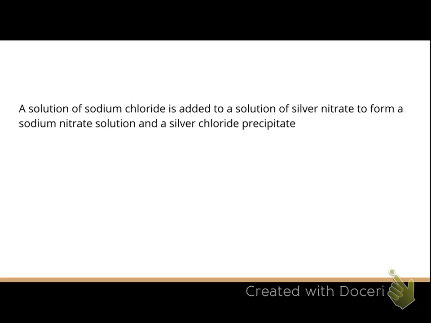All right, let's take a look at the next one. A solution of sodium chloride is added to a solution of silver nitrate to form a sodium nitrate solution and a silver chloride precipitate. All right, let's take a look at some of these words here. "To form" is another key or clue to you that we are producing the things following those words. So we're forming a sodium nitrate solution and a silver chloride precipitate. So that is our product 1, and that is our second product.